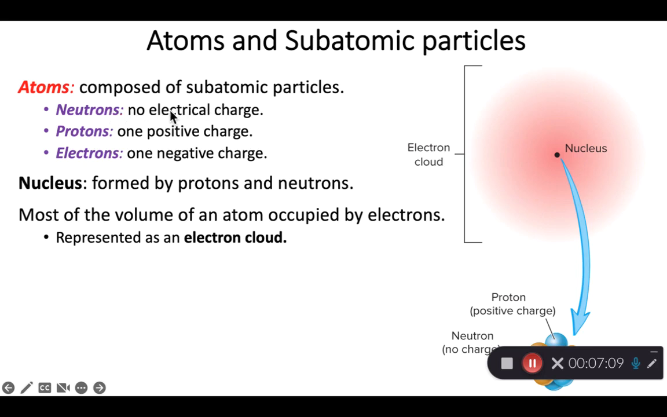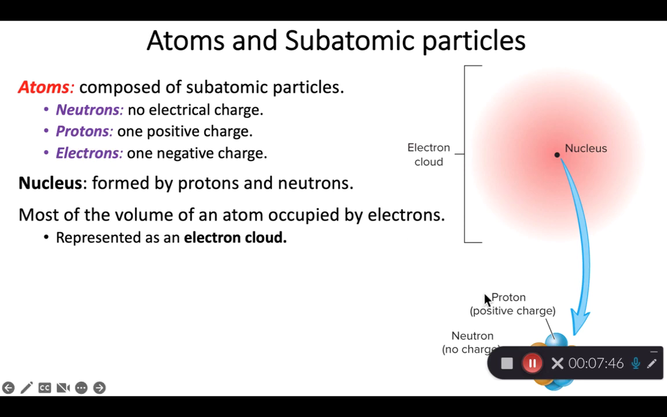Neutrons have no charge to them. Protons have a positive charge, and electrons have a negative charge. So if you have equal numbers of protons and electrons, that atom will be neutral. If you don't, say for example you have one more electron than you do a proton, then you're going to be negatively charged. If you have one less electron or one more proton, you're going to be positively charged. So the combinations of protons and electrons determine whether that atom has a charge to it.